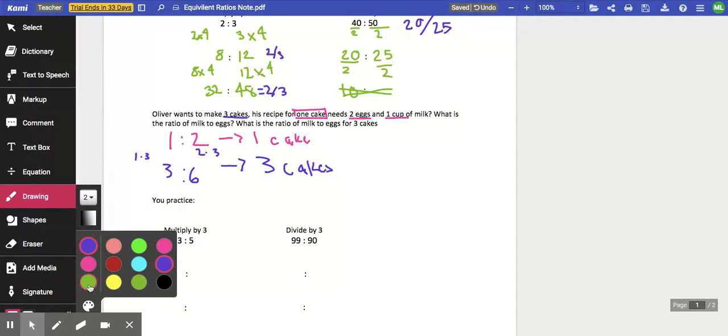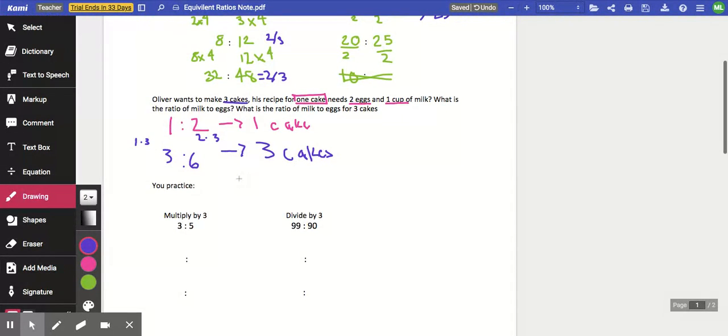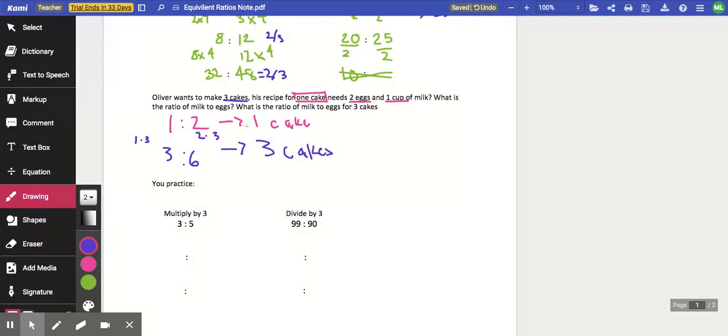So our new ratio is going to be 3 to 6 for 3 cakes instead of 1 to 2 for 1 cake. And we can tell these are equivalent. If we divide 3 by 6, we'll get 1/2.